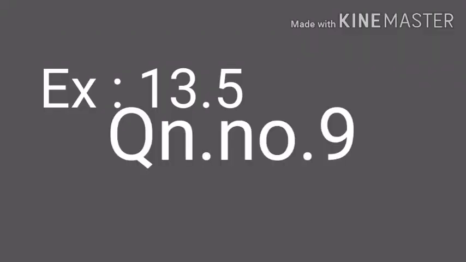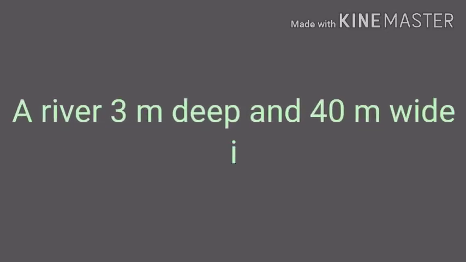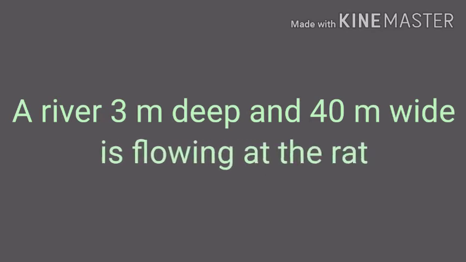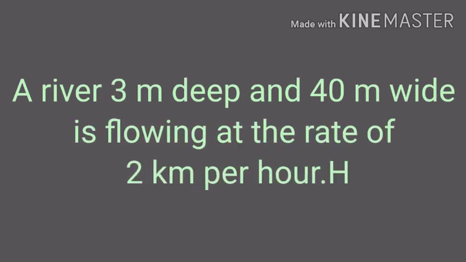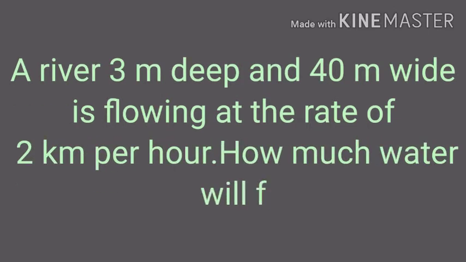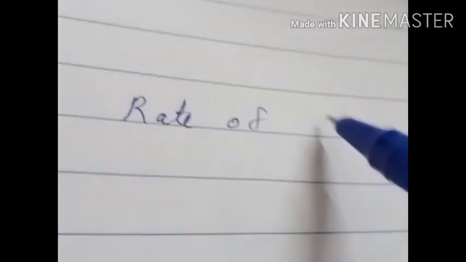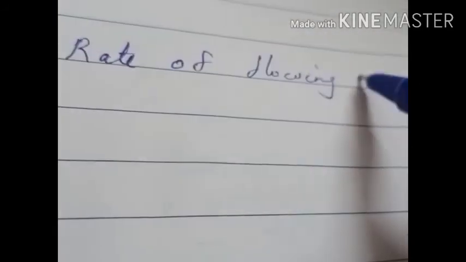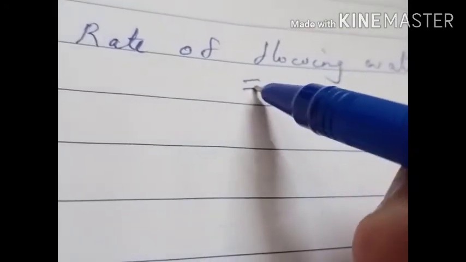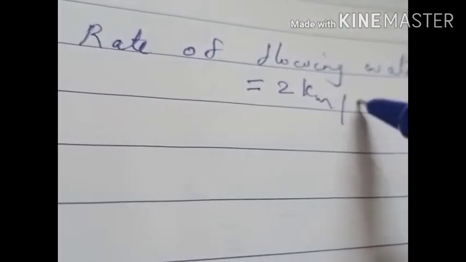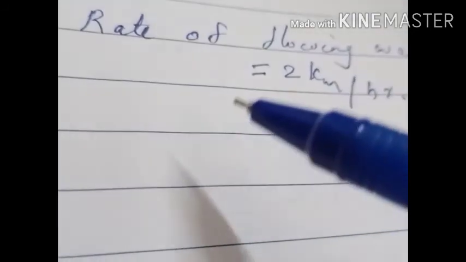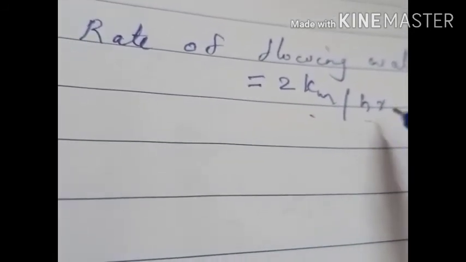Okay. Now exercise 13.5 question number 9. A river 3 meter deep and 40 meter wide is flowing at the rate of 2 km per hour. How much water will fall into the sea in a minute? In the question it is given as the rate of flowing water. Rate of flowing water is given as 2 kilometer per hour.